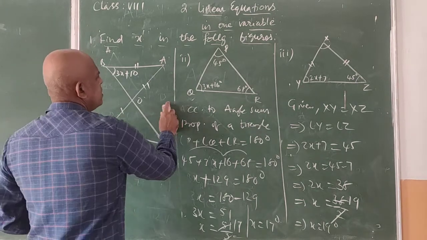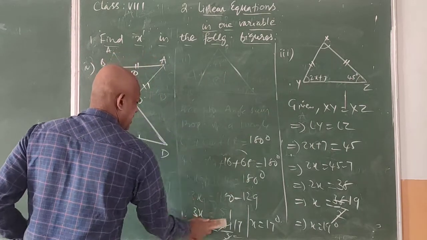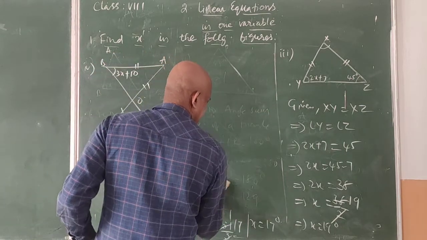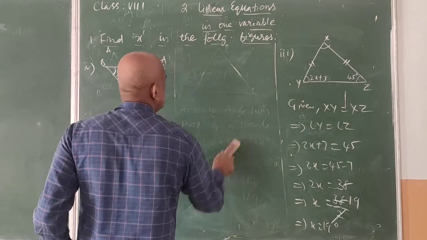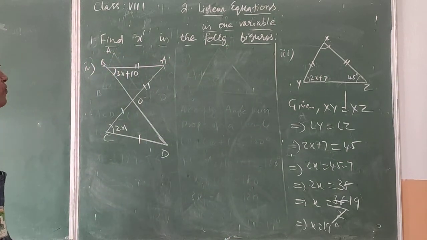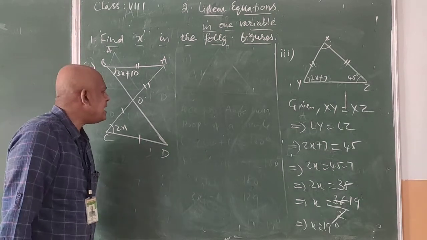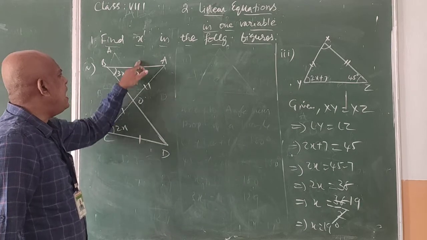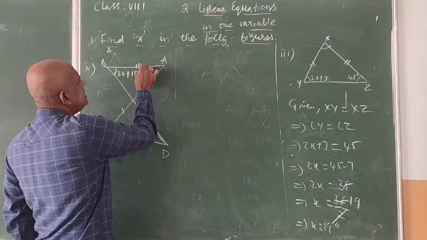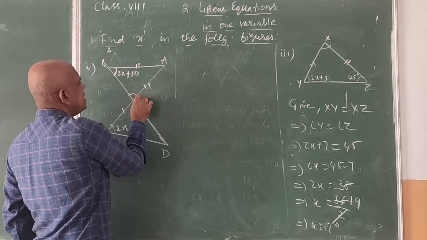This is the problem. Here we have two triangles in one figure. Let us solve this problem. Here also we are going to find the value of x. As I said, in a triangle, when two sides are equal, the angles opposite to them are equal. So this angle and this angle become the same.